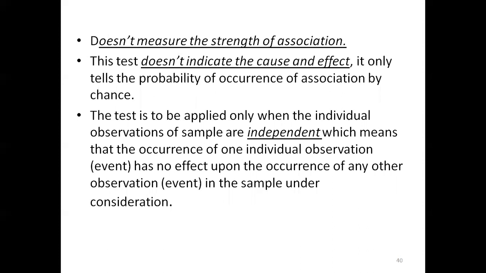Then it does not measure the strength of association. This test does not indicate the cause and effect. It only tells the probability of occurrence of association by chance. Okay. So what I told you, it does not tell us the strength of association, it only tells us whether any association exists or not. The test is to be applied only when the individual observations of the samples are independent, which means that the occurrence of one individual observation has no effect on the occurrence of any other observation in the sample under consideration. That's it. That is the whole about chi-square test.